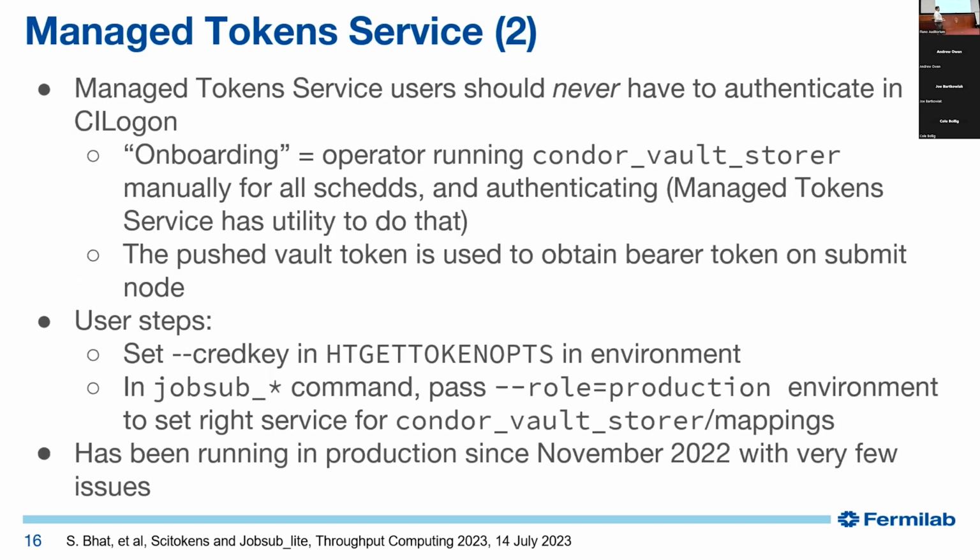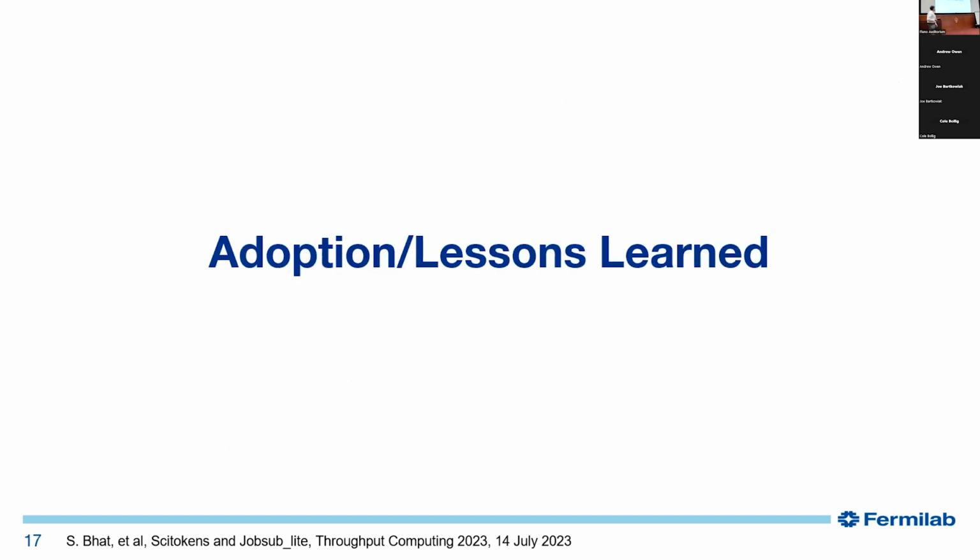From the user side, this looks really nice because they don't even have to authenticate, because when we onboard them, we do that initial step with the token issuer ourselves. The pushed Vault token that's now sitting on their submit node is then used to get a shorter-lived bearer token. So from the user's point of view, they simply set the credkey in the environment, which tells HTGetToken where the refresh token is in the Vault. And in the Jobsub command, they simply pass a flag saying, this is my capability set. This has been running in production since last November with very, very few issues, I'm happy to say.